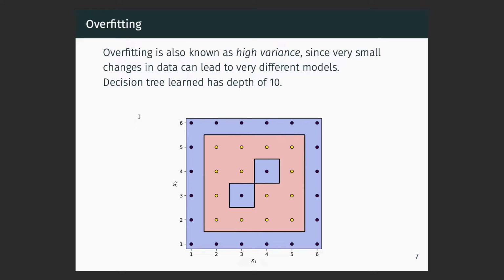So again, variance is related to varying a lot. So what will happen is if we were to perturb the training set even a little with such a complex decision tree, without node limits or depth limits, we'll end up learning something very different. Let's look at an example.